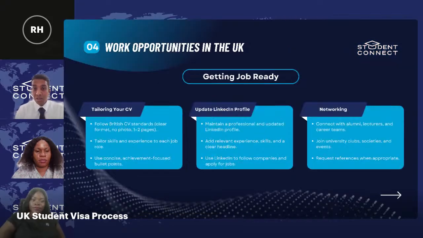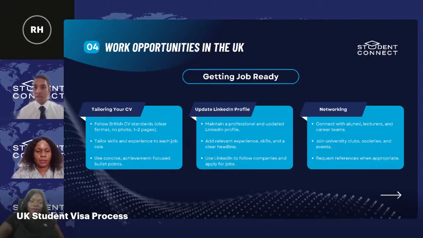Getting job ready. Now this point is very crucial because at this stage you are already trying to make the best use of your time, be it 18 months or a 3 year period. So you will be trying to look more into the settled jobs, which will give your future a definition.